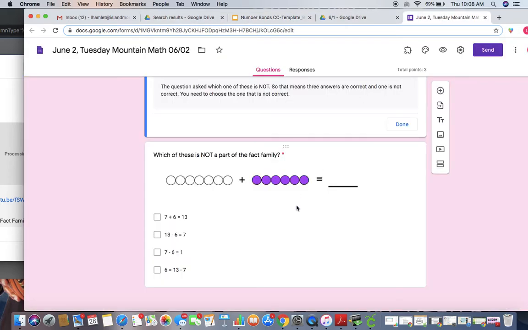What's important, though, is this question asks what is not part of the fact family. That means 3 of these are going to be part of the fact family and 1 is not. And so we know we're working with the numbers 7, 6, and 13, and I only see one that doesn't have a number 13, which is right here: 7 minus 6 equals 1. And while that is a true subtraction sentence, it's not part of this fact family.